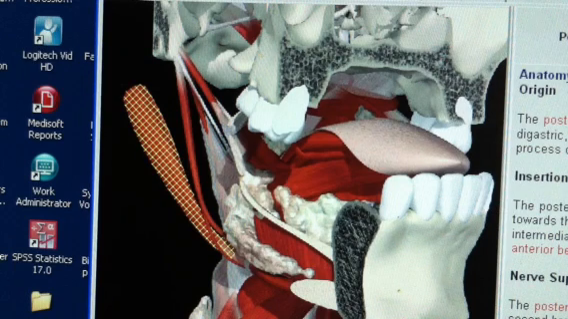Remember, these are extrinsic muscles of the larynx, all right, that serve to elevate the hyoid bone, thereby elevating the larynx when they contract.